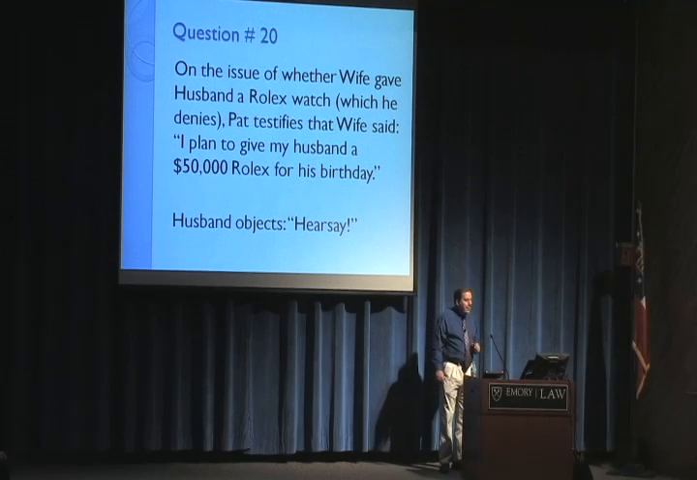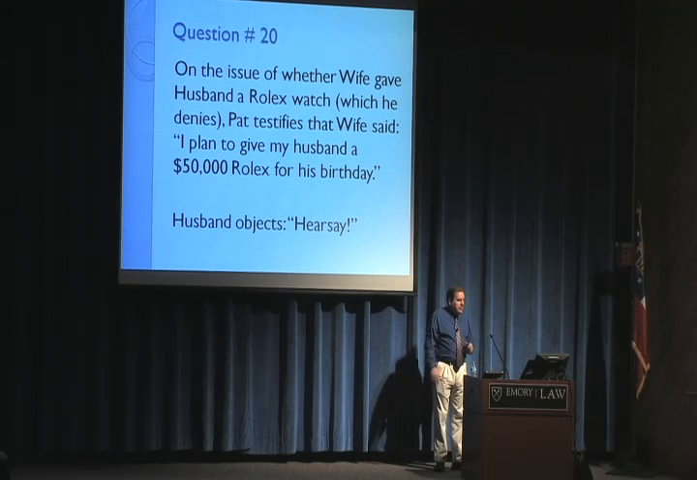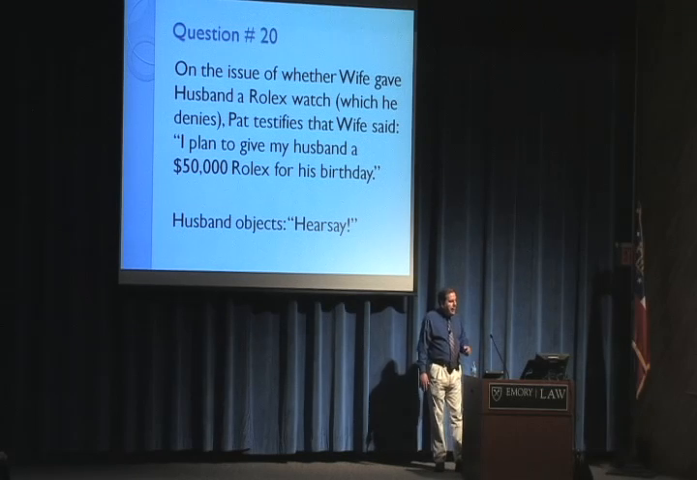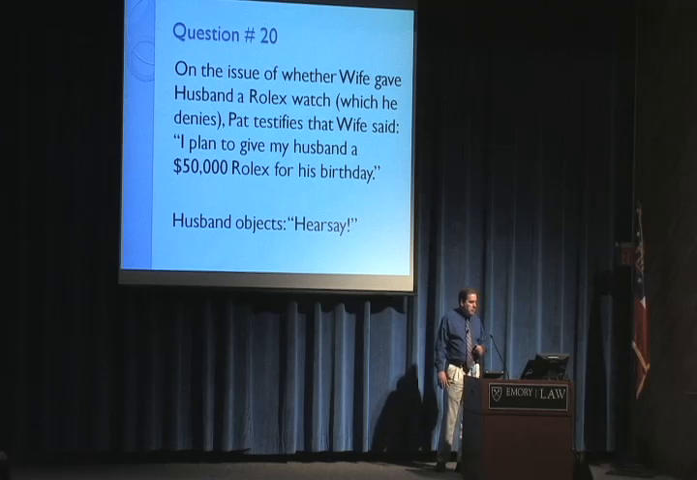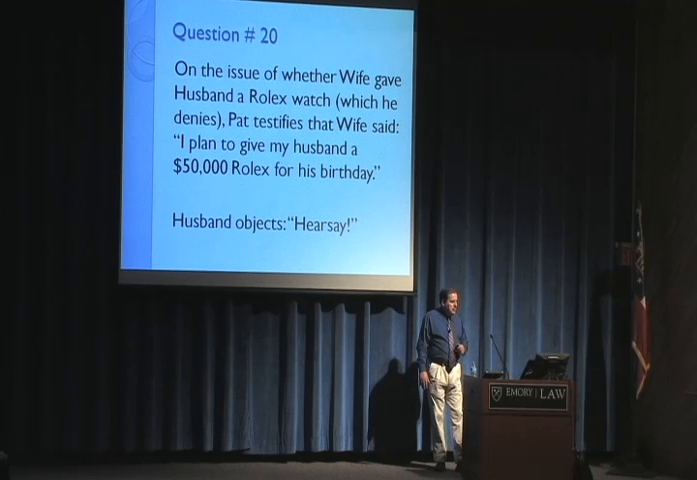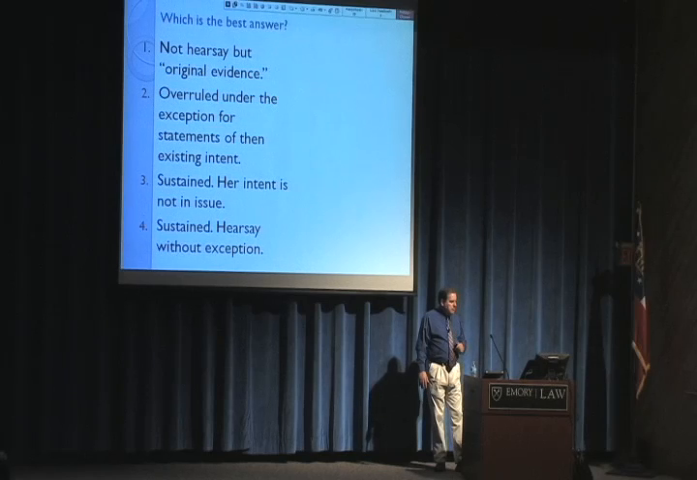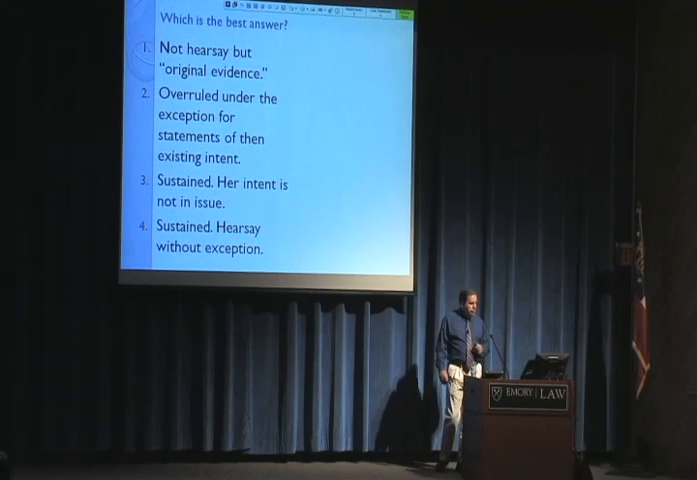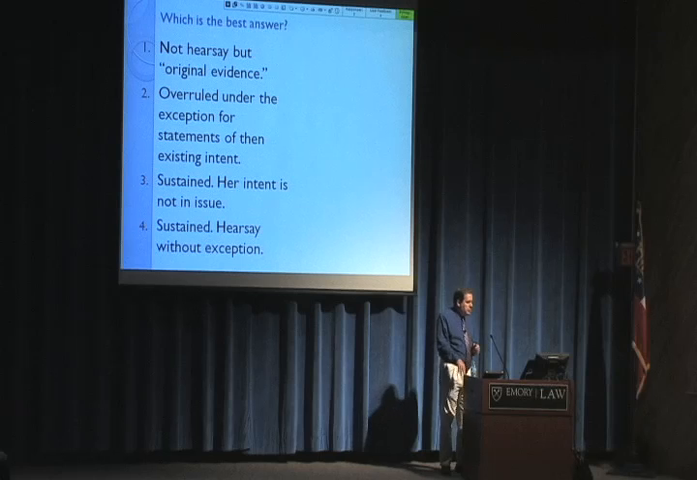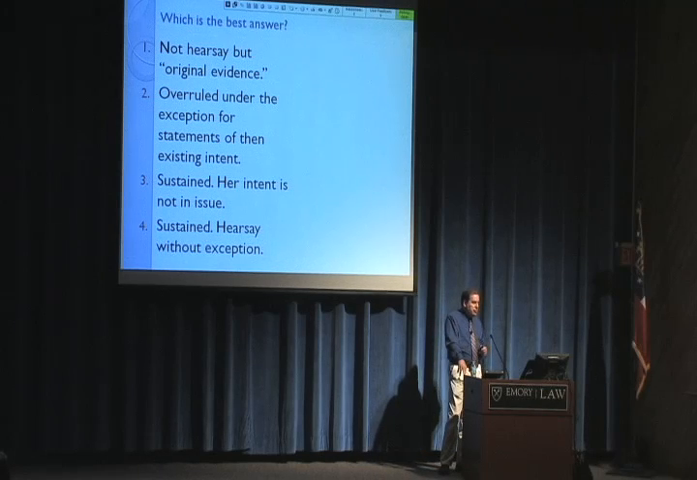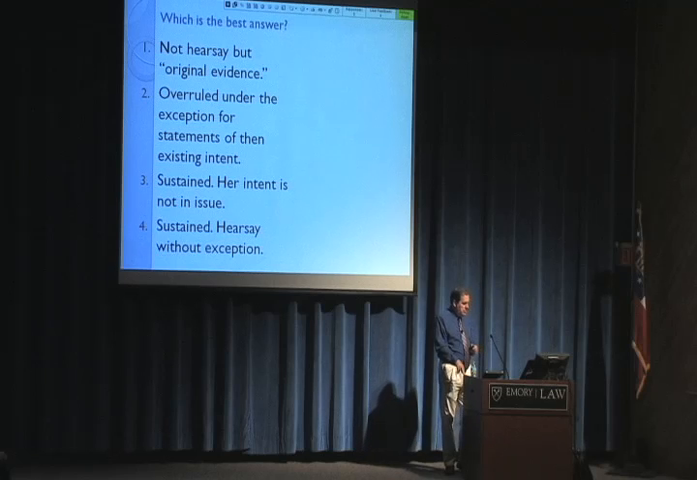On the issue of whether wife gave husband a Rolex watch, which he denies, Pat testifies that wife said, "I plan to give my husband a $50,000 Rolex for his birthday." Husband objects, hearsay. Number 1, not hearsay, but original evidence. 2, overruled under the exception for statements of then existing intent. 3, sustained, her intent is not an issue. 4, sustained, hearsay without exception.